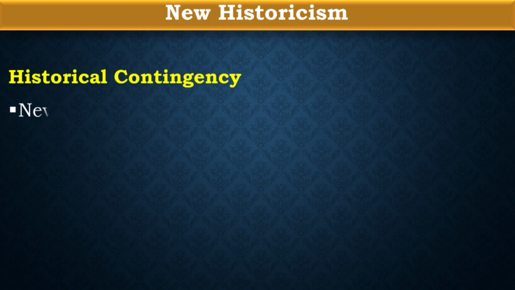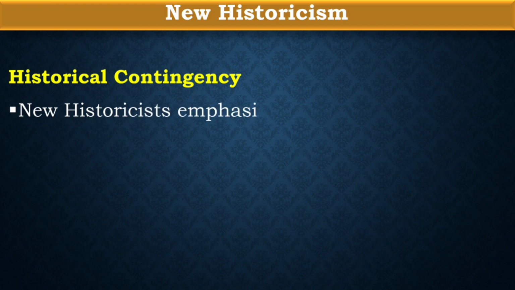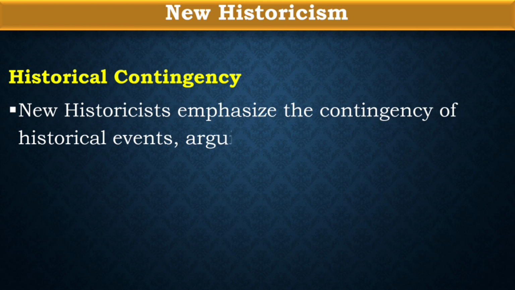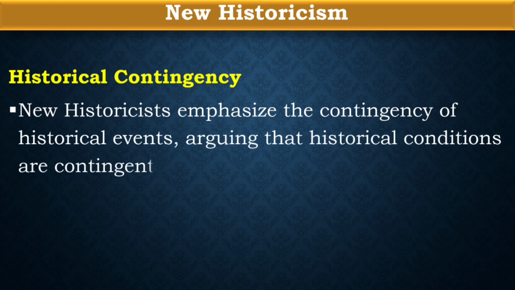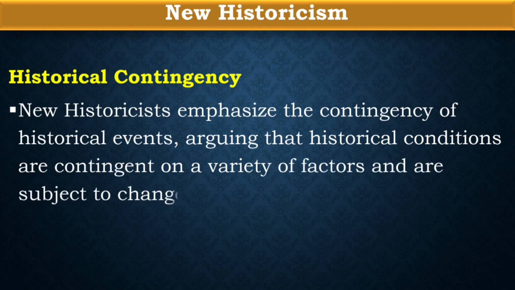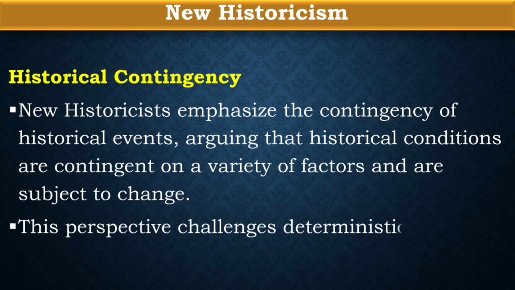Historical contingency. New historicists emphasize the contingency of historical events, arguing that historical conditions are contingent on a variety of factors and are subject to change. This perspective challenges deterministic views of history.